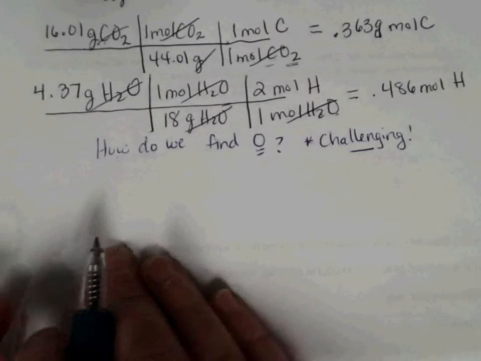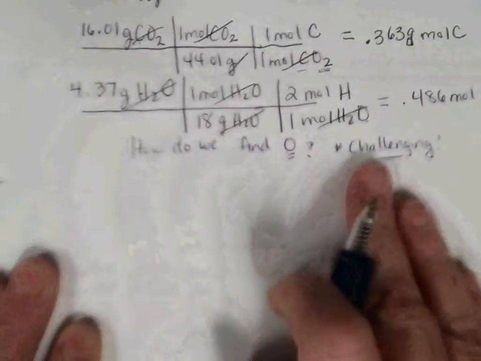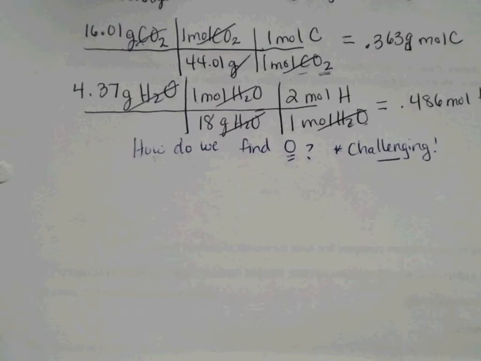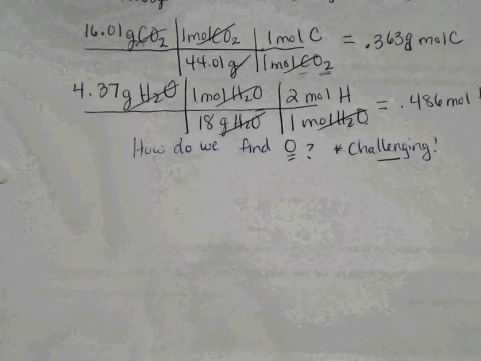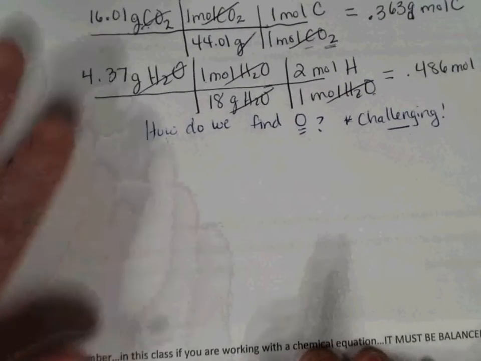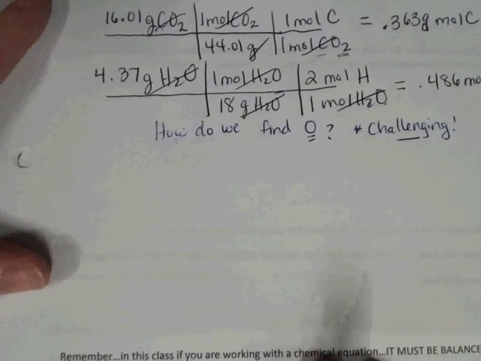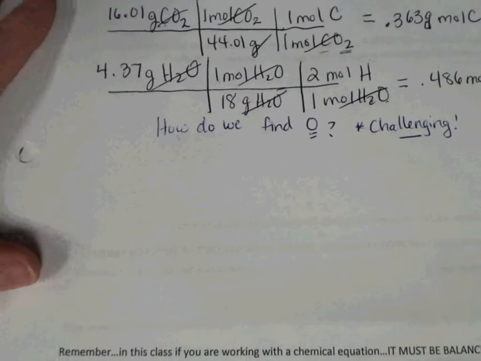All right. So, how do we find O? That's the challenging part. We had started this problem yesterday. Make sure today, for whatever time we've got left here, you're going to need your periodic table. You're going to need some type of calculator. If you need one, get it quietly.